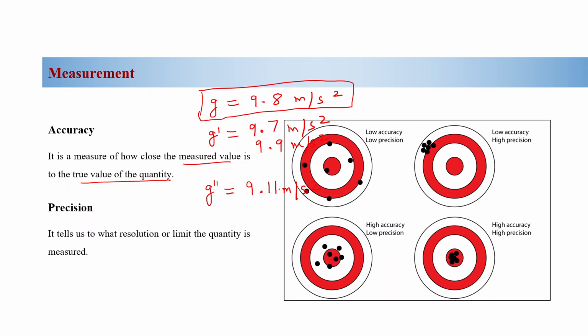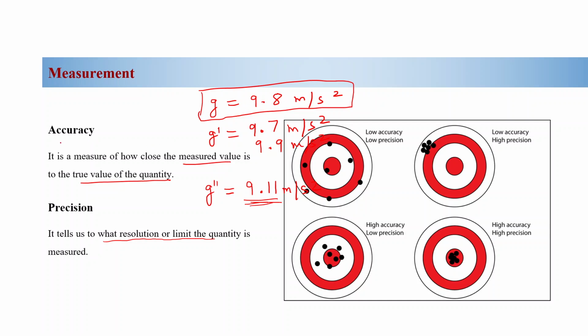Another student, when they performed the measurement, found the acceleration due to gravity value to be 9.11 meter per second square. Now as you can see, this value is far away from the true value 9.8 that we know, but it's giving us the result up to the second decimal digit. That means its resolution is higher, so we can call it more precise. But it's not accurate because it's very far from the true value.